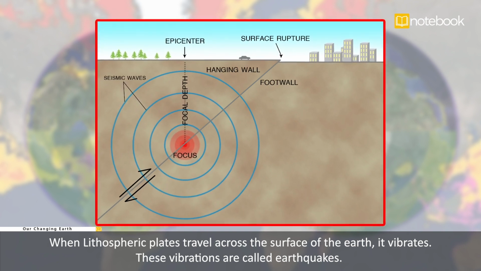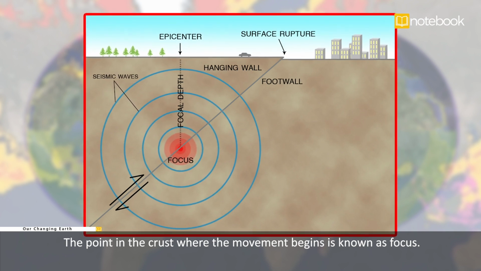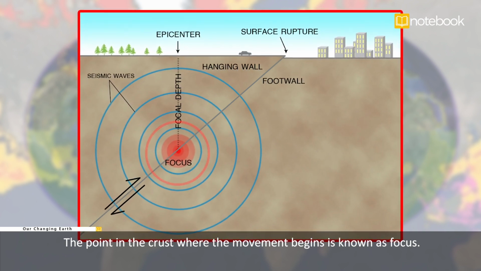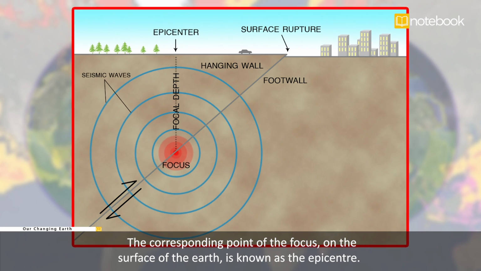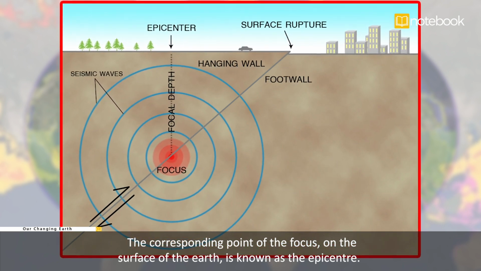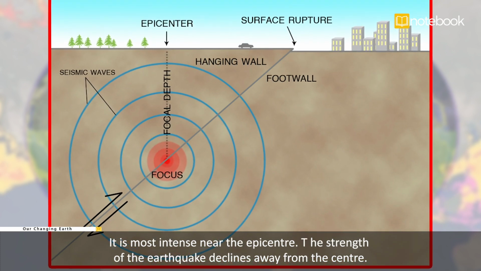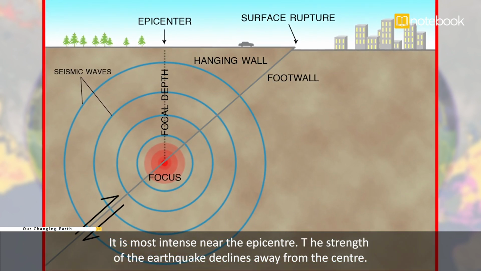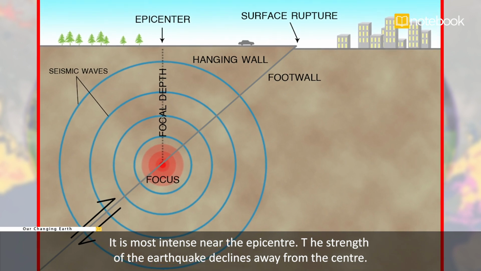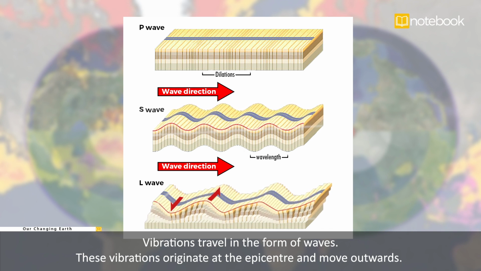When lithospheric plates travel across the surface of the earth, it vibrates. These vibrations are called earthquakes. The point in the crust where the movement begins is known as the focus. The corresponding point of the focus on the surface of the earth is known as the epicenter. It is most intense near the epicenter. The strength of the earthquake declines away from the center. Vibrations travel in the form of waves. These vibrations originate at the epicenter and move outwards.